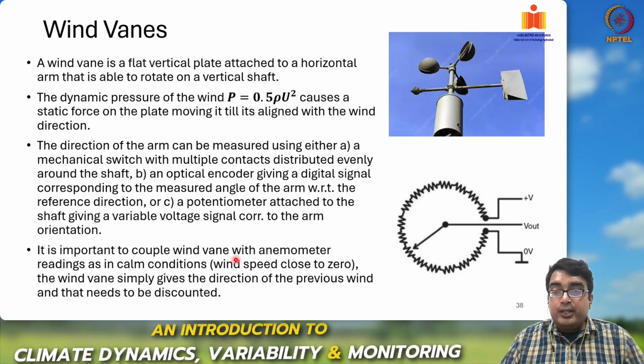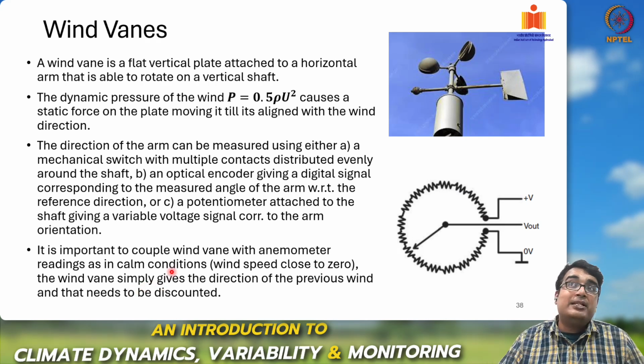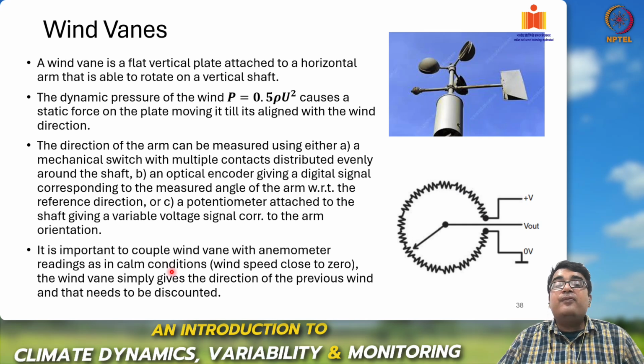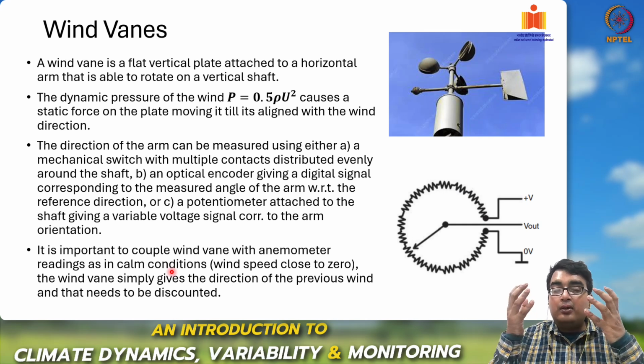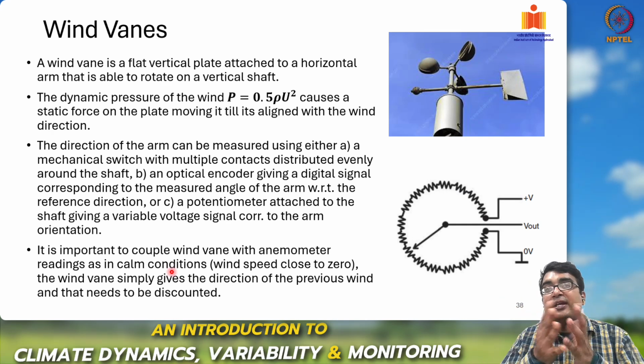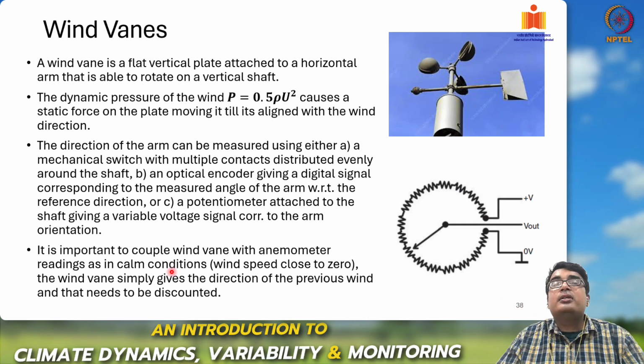It is important to couple the wind vane with anemometer readings, as in calm conditions, with wind speeds close to zero, the wind vane simply gives the direction of the previous wind and needs to be discounted. Okay, so if the speeds are very low, the wind vane does not move at all. So those measurements have to be discounted, and that is why you need to couple an anemometer with a wind vane, as has been shown here.